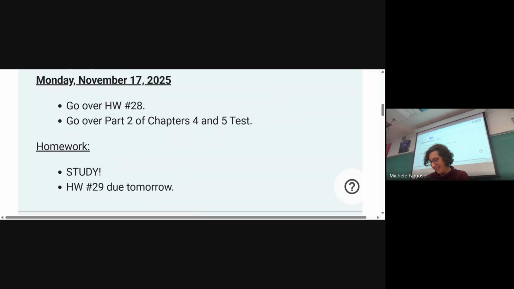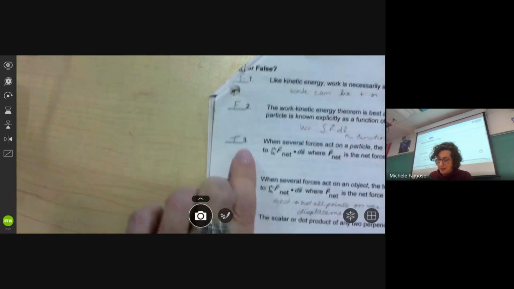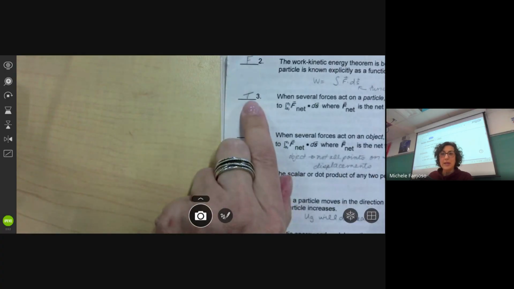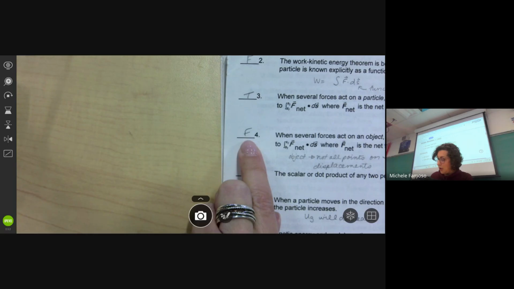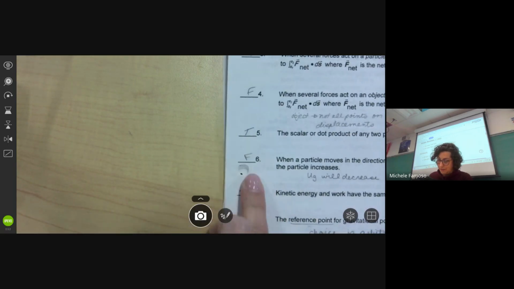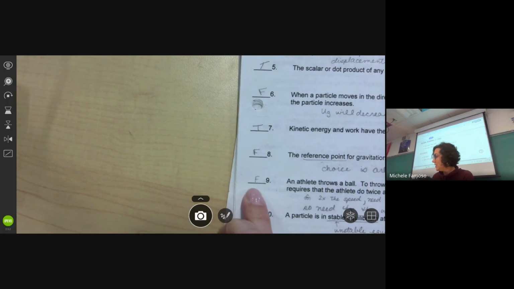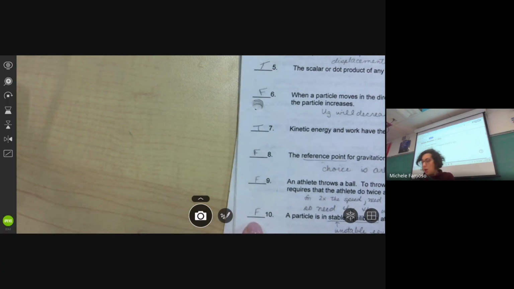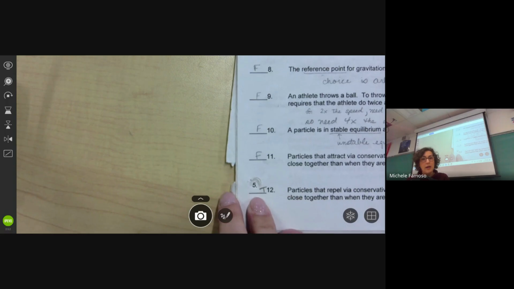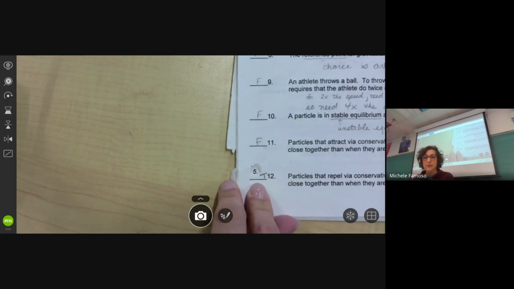All right, here are your answers to the true false. Check it out. Number 1 is false. 2 is false. 3 is true. 4 is false. 5 is true. 6 is false. 7 is true. 8 is false. 9 is false. 10 is false. 11 is false. 12 is true. All right, let's go over them.